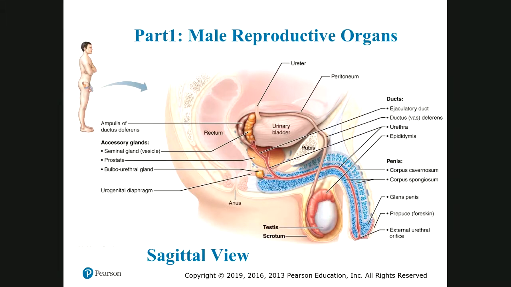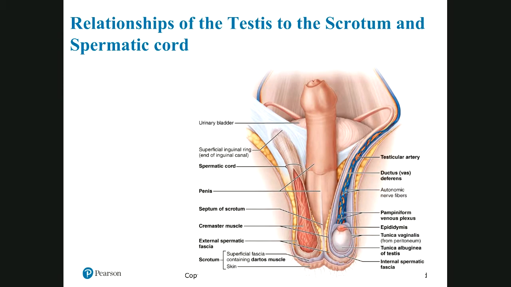I moved to this slide because I want to show you the scrotum. It is divided here by the midline septum, which divides the scrotum into two compartments, one for each testis. The scrotum is very sensitive to temperature change. When it's cold, the testes are pulled closer to the warm body wall.